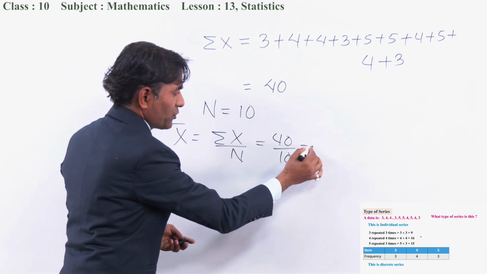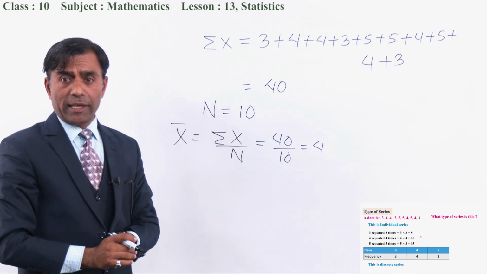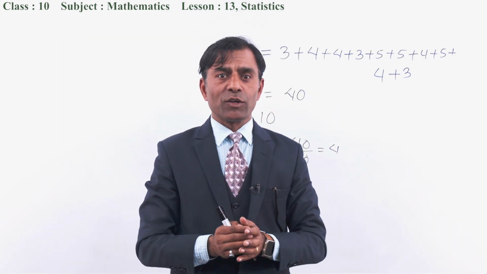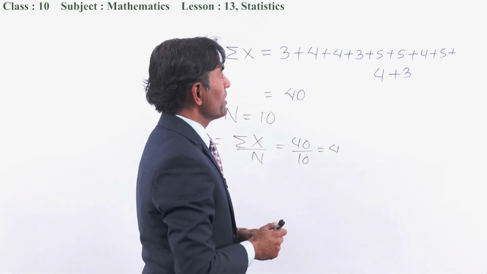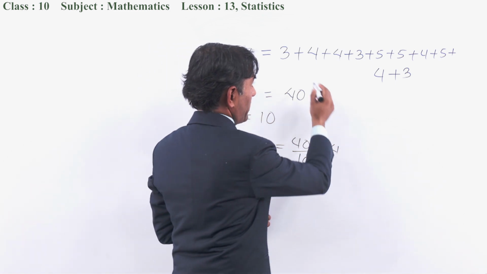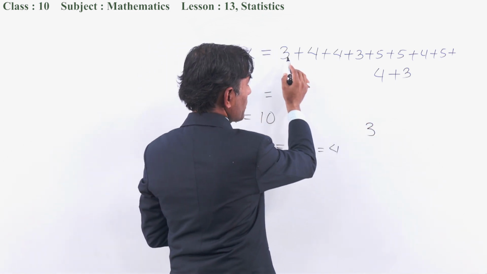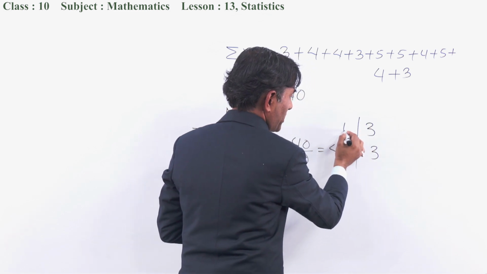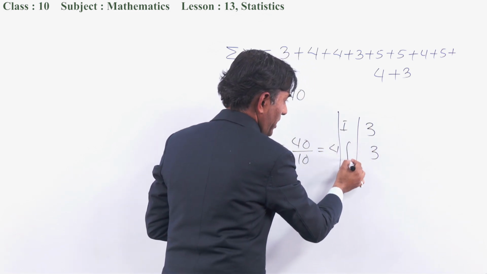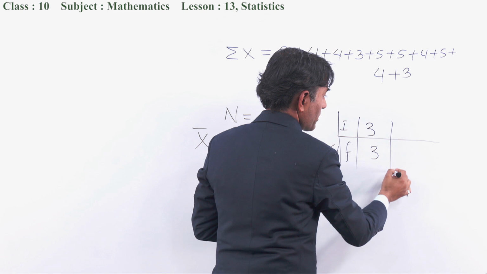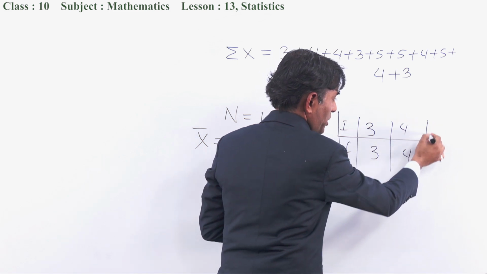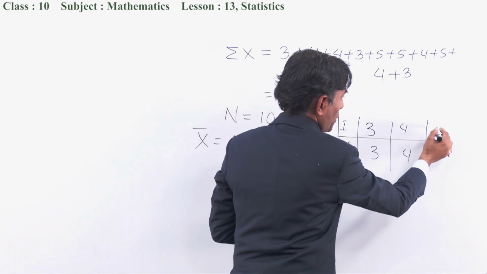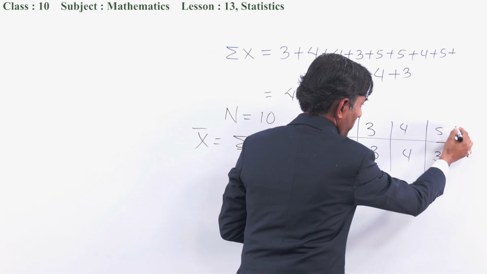So this is equal to 4. Similarly, if the data is in group form, then how many 3's are here? We have written here 3. How many 3's? 1, 2, 3. So this is 3 times. This is item, and this is frequency f. Then 4 is repeated 4 times, so its frequency is 4. And 5 is repeated 3 times, so this is 3.